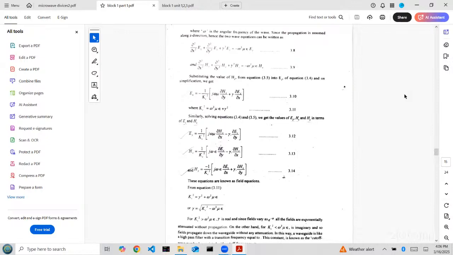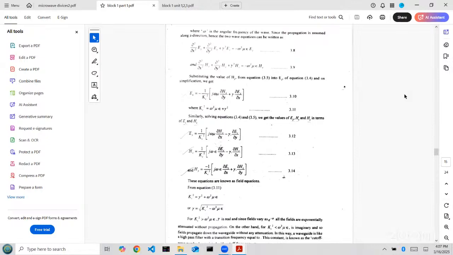Next, after this, what we have to do? How are we getting these equations, Ex, Ey, Hx, Hy? To simplify these four equations, from equations 3.4 and 3.5, from 3.5 second equation we get the Hy value. We have to substitute this into the 3.4 first equation. After that, we can get all these things.